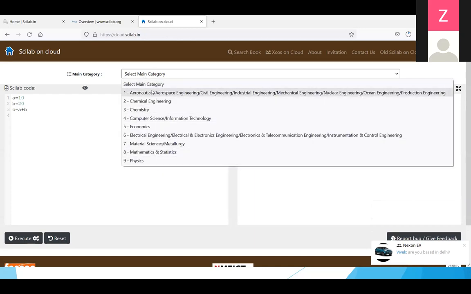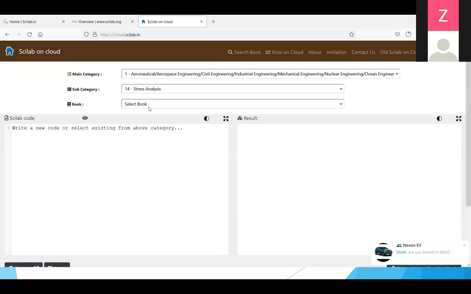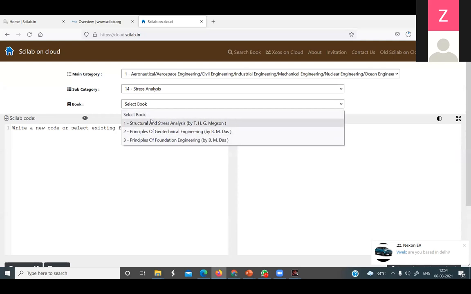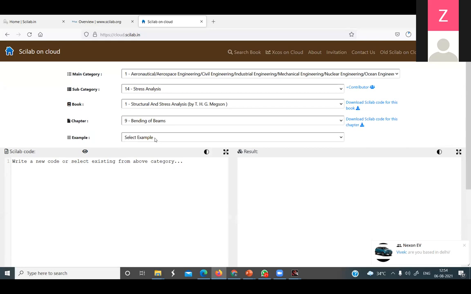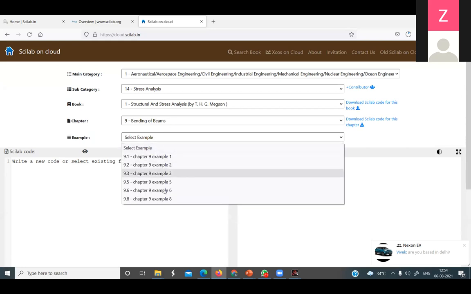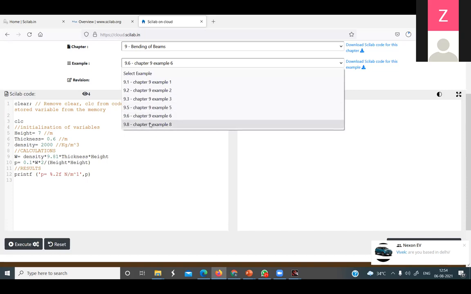In addition to this, there are a number of examples already available for different areas of engineering education, be it aeronautical, chemical, chemistry, computational, economics. Let us pick up something from civil engineering. So maybe test analysis, pick up the book for which you know that there are numericals related to this. From which chapter? The ninth chapter, bending of beams, and which example you want to see. The code is already there. You just need to put in values and execute it. In some cases, updated versions are also available for these codes, that multiple versions are available. So those things can also be done. Chapter 9, example 6, chapter 9, example 8.